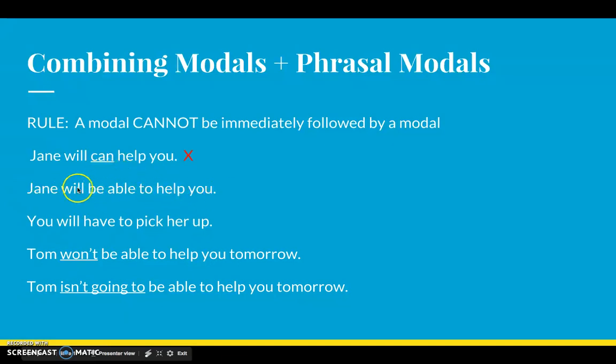Notice you can't just change the first one. You have to change the second one. You can use a modal first and then a phrasal modal, but not the other way around. If you want to use the meanings of will and must together, will and obligation or necessity, you cannot use must, you must use have to. So for example, you will have to pick her up.